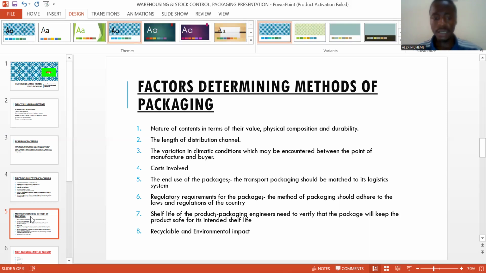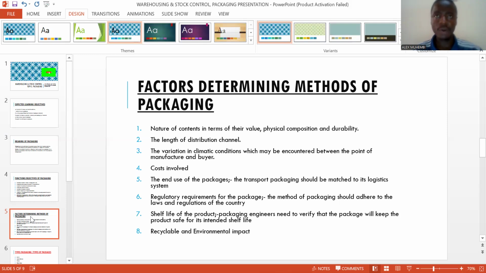Another factor, which I believe we also discussed under the objectives or under the functions, is regulatory requirements for the package. So the method of packaging should adhere to the laws and regulations of the country. It will not go against the law. It should adhere to the laws and regulations of the country. Now, another factor is shelf life of the product.